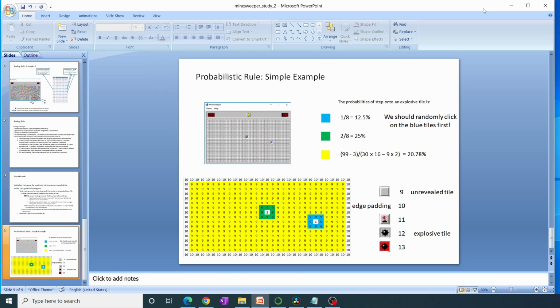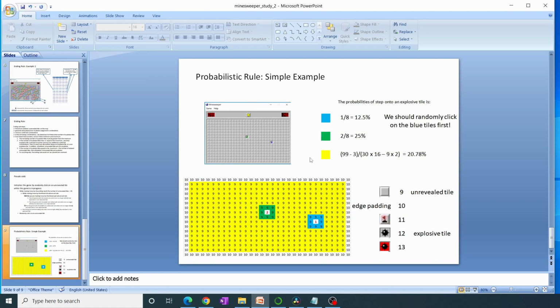Okay, before I end this video, I want to briefly talk about the probabilistic rule. I have a simple example here. Let's say we already start the game and I already randomly clicked 2 unrevealed tiles. One gives us number 2, another one gives us number 1. At the current stage, the rules that I explained earlier are pretty much useless because we don't have enough information to make our next decision. Therefore, we need to revert back to the random click action again.